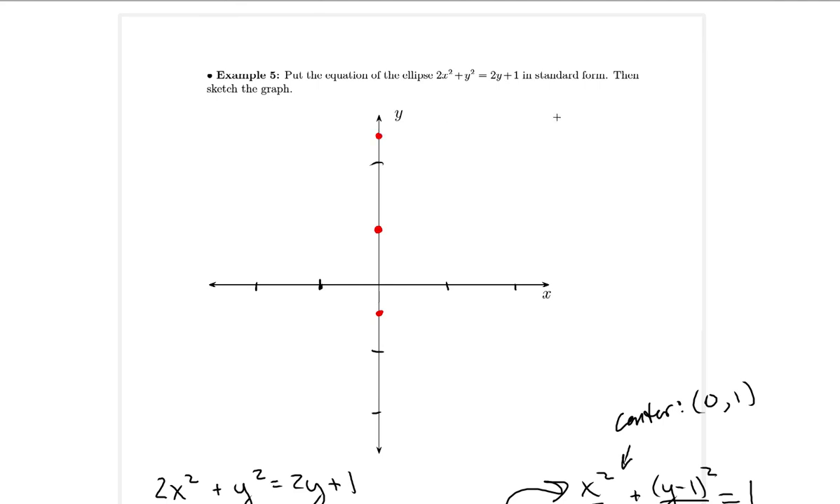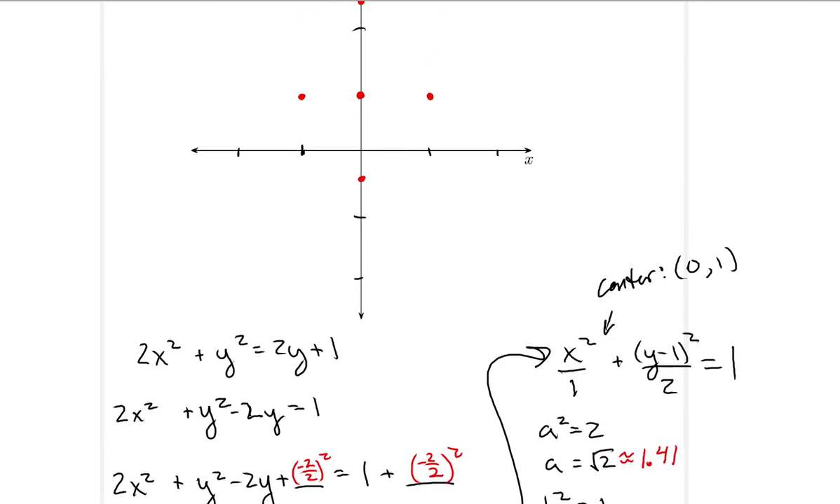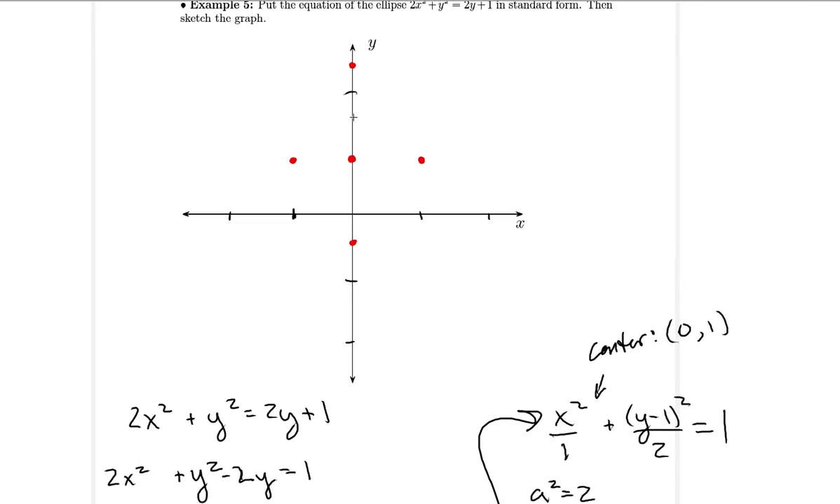All right, and then as far as my b goes, remember my b is just 1 in either direction. So from the center I go here, and from the center I go here. And then lastly, the foci, right, are 1. So from the center in the direction of the vertices, we go up 1, down 1. And so that right there gives me my picture.